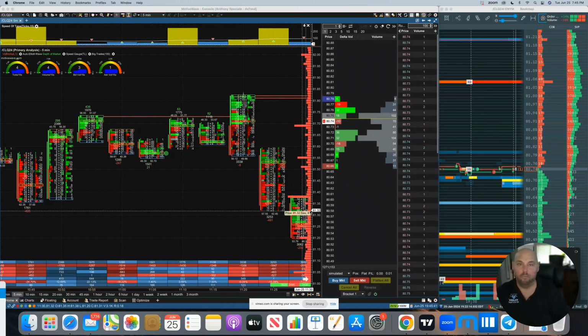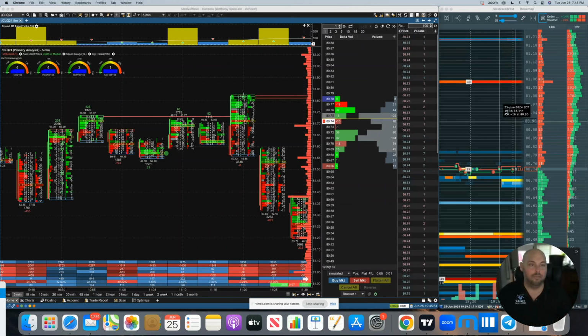I use the book map for my clients. They have access to the book map for the markets we trade. So I figure, I'd like to use it myself, because if it's good enough for me, it's great for them. So it's not something that I've stepped away from, even though Motive Wave does provide, to some degree, the ability to see resting orders in the market.